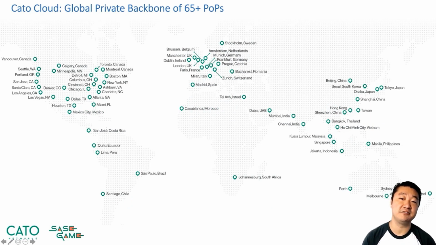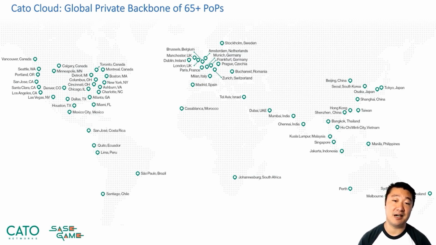Beyond convergence, you really need a global footprint of POPs in order to deliver a converged network and security capabilities everywhere. Cato has deployed over 65 POPs globally and is adding several POPs every quarter. The Cato Cloud covers every major business location, including the Americas, Europe, the Middle East, APAC, and China. And I believe that number today is actually more like 70 plus.